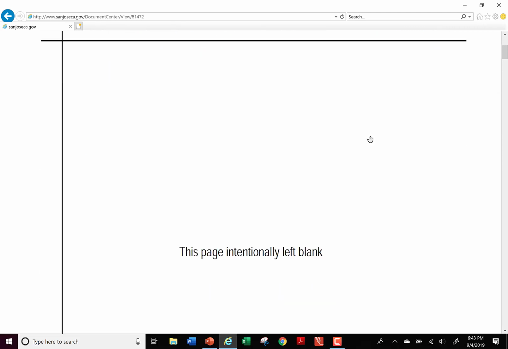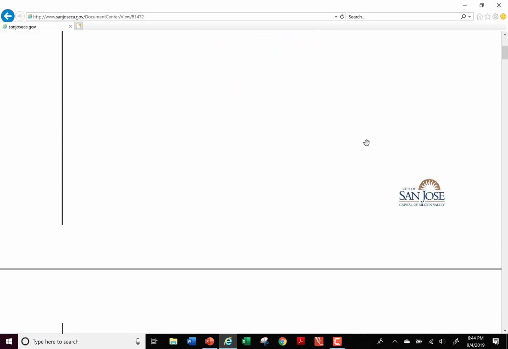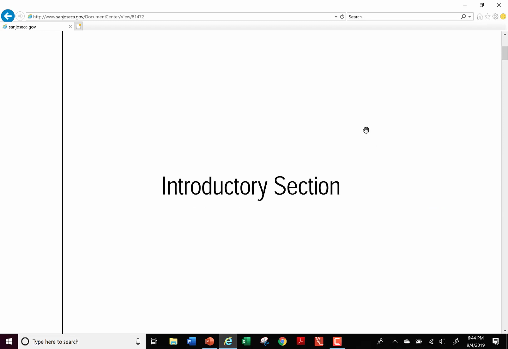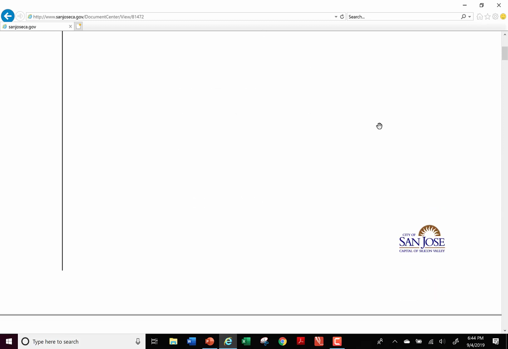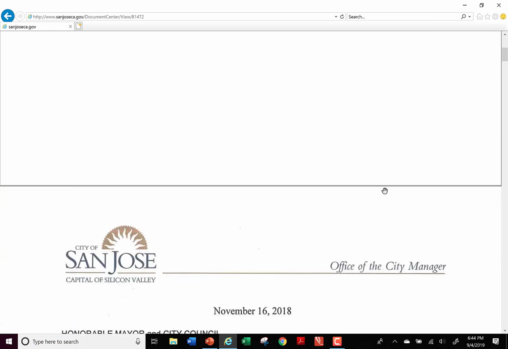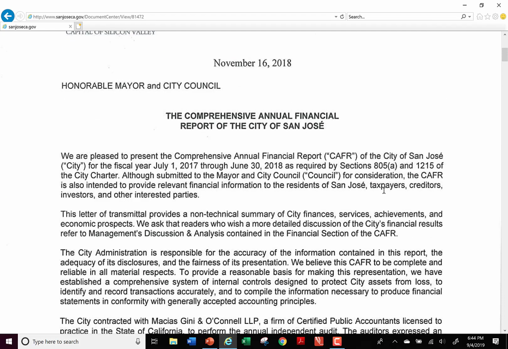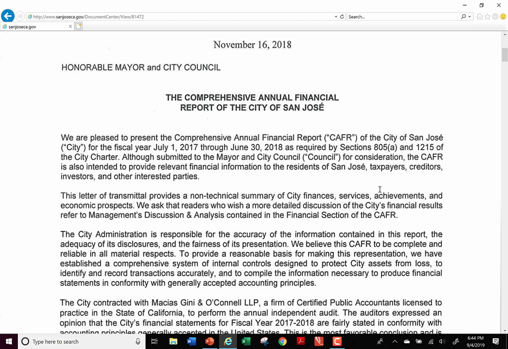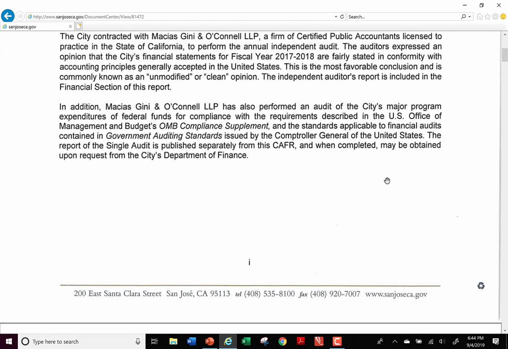Ah, there it is. This page is definitely left blank, not that. There it is. Introductory section. I'll be darned. This is the transmittal letter. Remember we said there has to be a transmittal letter transmitting the financial report from the executive branch to the legislative branch. So here's the transmittal letter.